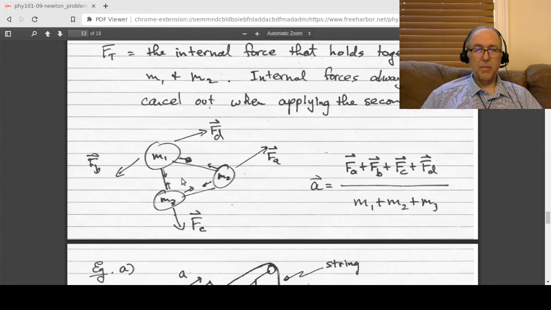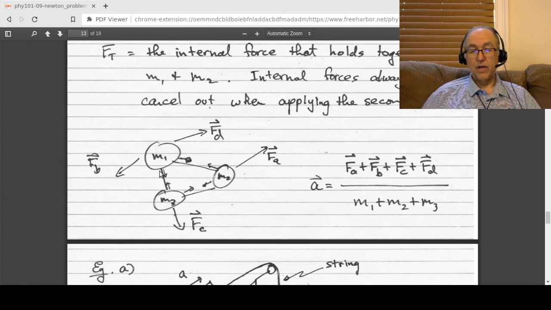I have a diagram here which tries to show it in more abstraction. I don't know if it will make it worse, but suppose you have three masses, M1 here, and here's M2 and M3. You know there's a force between M1 and M2, but when you're adding up all the forces, including the internal ones, the third law says the force on M1 due to M2 and the force on M2 due to M1 are equal but in opposite directions, so they still cancel.